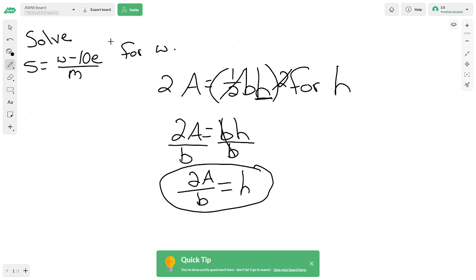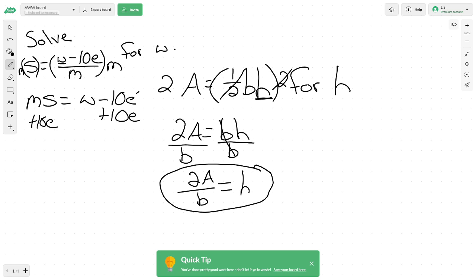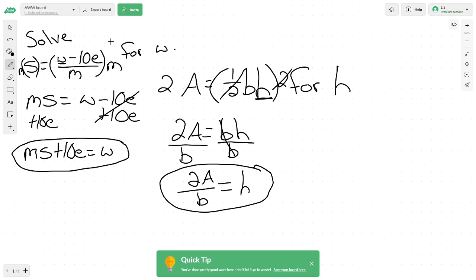So we're looking for W. Well, M is being divided here and we're trying to get the W by itself, so I'm going to multiply everything by M to start. So now I have M times S equals W minus 10E. This 10E is being subtracted, so I can just add it to get it out of there. So now I have MS plus 10E equals W. And again, we're done. As soon as we get that variable by itself, then we are done.